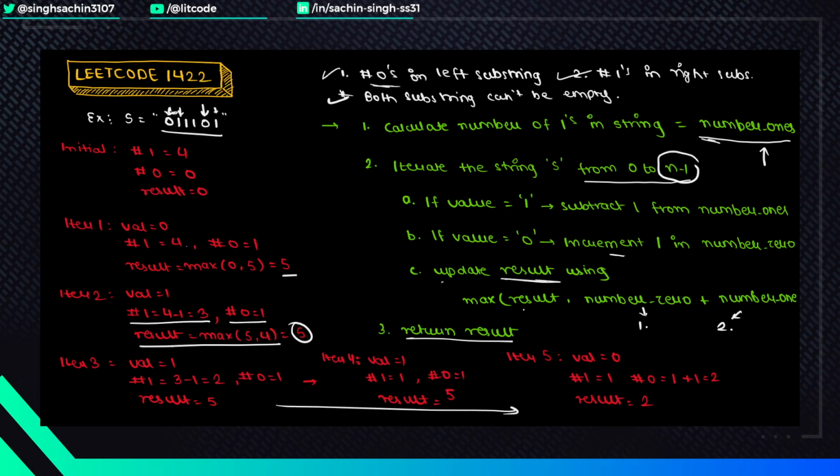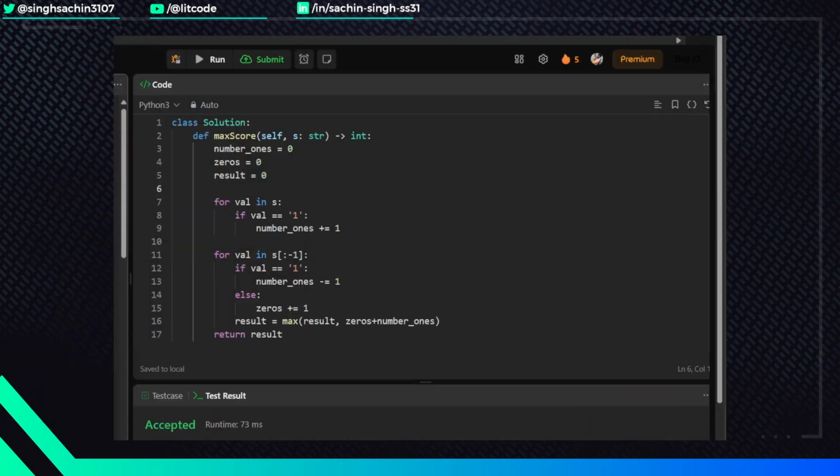So let's check out the code. It will be a very simple code. What I'm doing over here is I have defined 3 variables: number of ones, number of zeros, and result, as we discussed in the approach. After that, I'll calculate the number of ones in the string. I simply iterated the complete string and checked if the value is 1. If yes, we incremented the number of ones by 1.